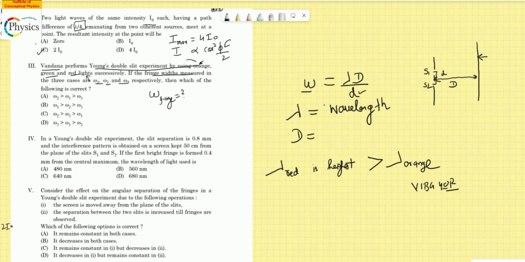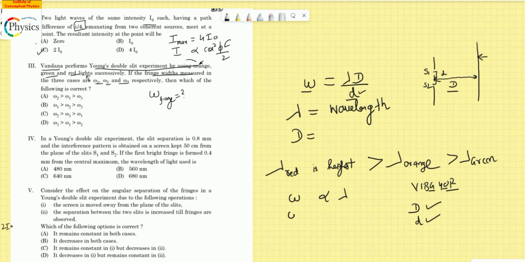And then lambda of orange is greater than lambda of green, the third color which is given. Now, the experiment does not change, which means capital D remains the same and small d remains the same throughout. So omega, the fringe width, is proportional to lambda here, because d is not being changed. What you're changing is the wavelength, since Vandana is performing this experiment with three wavelengths.